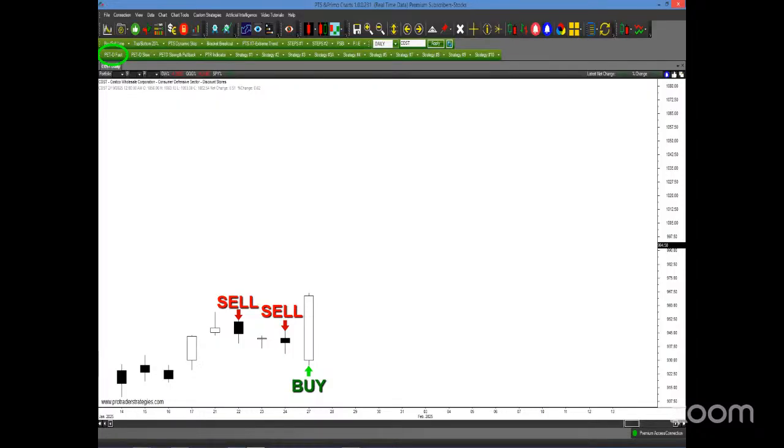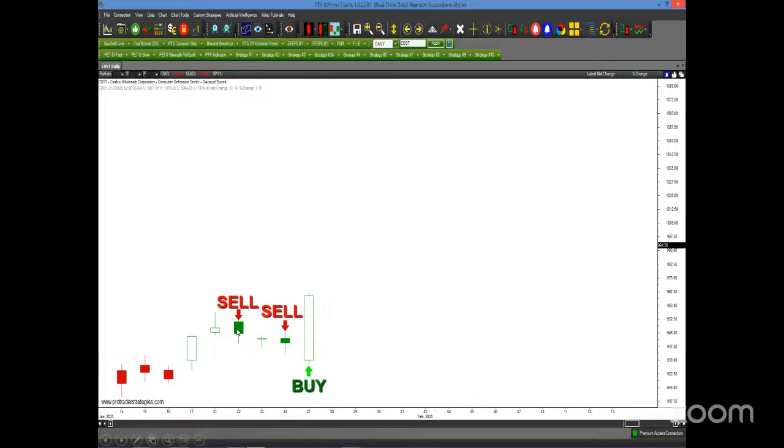Now, if we get a sell signal, the bar below it needs to be colored or outlined red. If we get a buy signal, the bar above it needs to be colored or outlined green. So let's apply the PET D. Okay, now we have the colors.